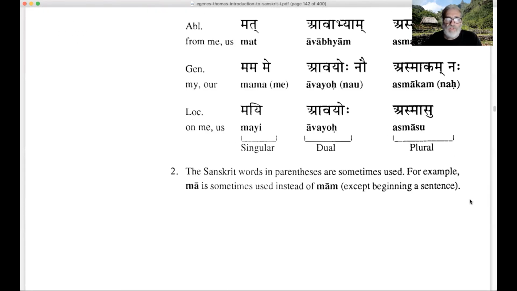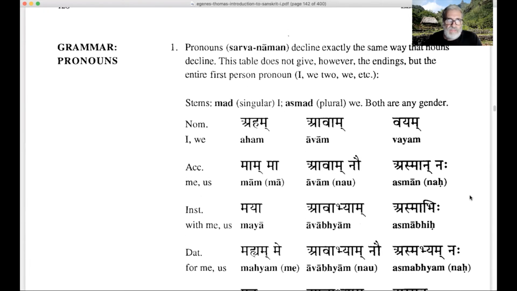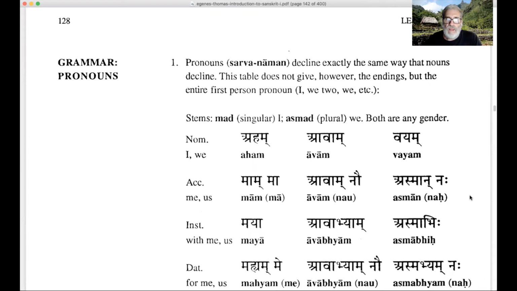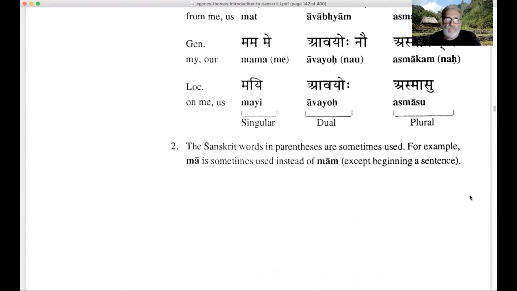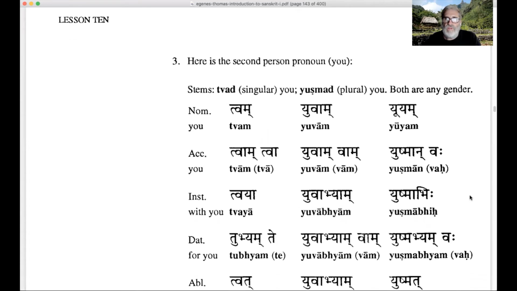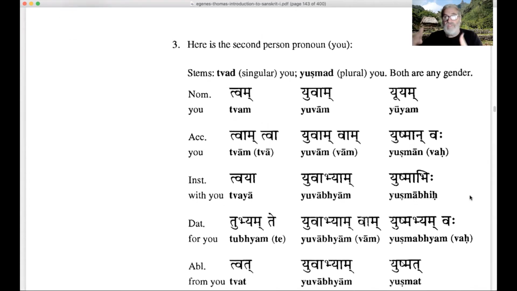Now, that's the first person pronoun. First person is what's called in Sanskrit Uttama Purusha, right? And now we have the second person. The first person is I, we two, we, right? Of me, of us two, of we, like that.